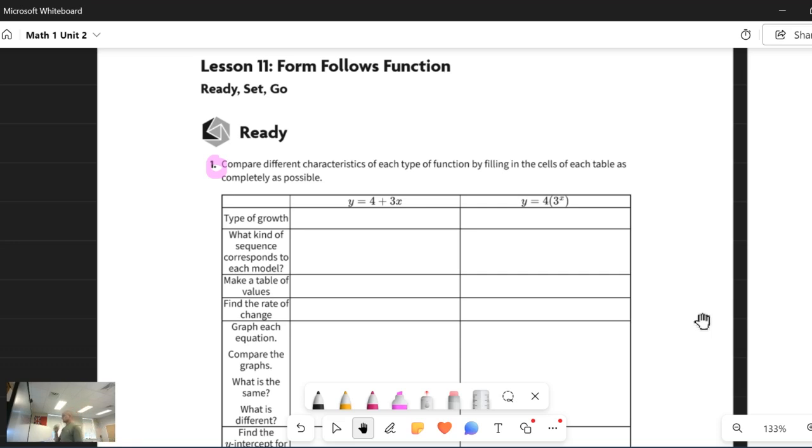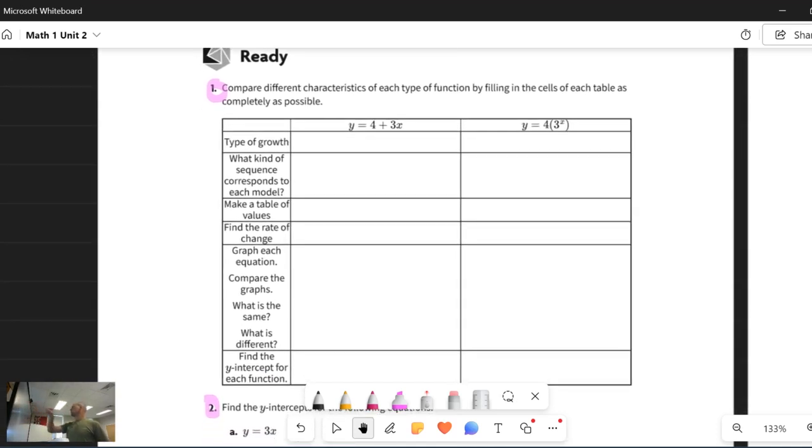So problem 1, we start with this massive table that's asking us to take two different functions and then answer the information that's down the left-hand side. So compare different characteristics of each type of function by filling out the cells of each table as completely as possible. So when we look at these equations, we've got y equals 4 plus 3x, and then we've got 4 times 3 to the x power.